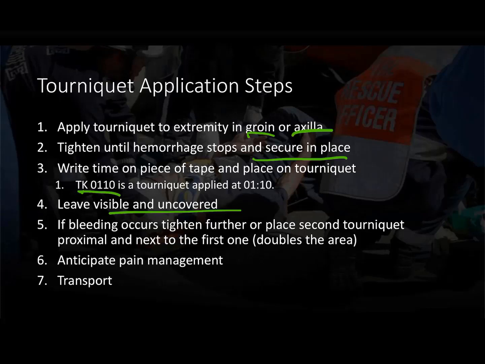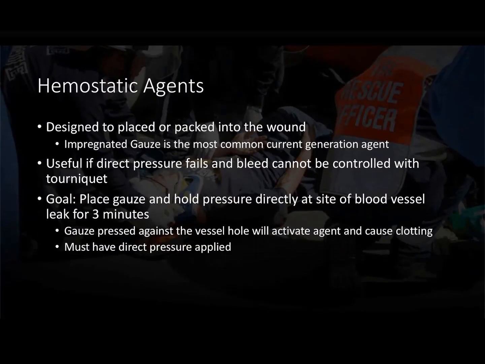If bleeding still is occurring or it occurs after the application of a tourniquet, add another tourniquet directly next to the previous tourniquet. This is basically going to double the surface area of the tourniquet, tightening down and give a better approach to compressing the blood vessels. Again, anticipate pain management and transport immediately, generally to a facility that has surgical capabilities.